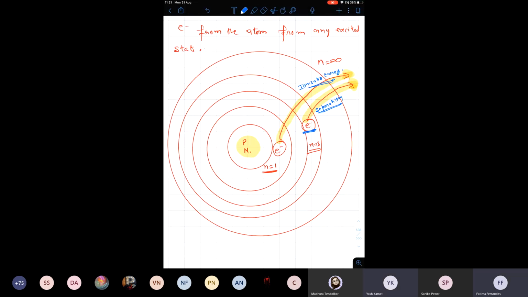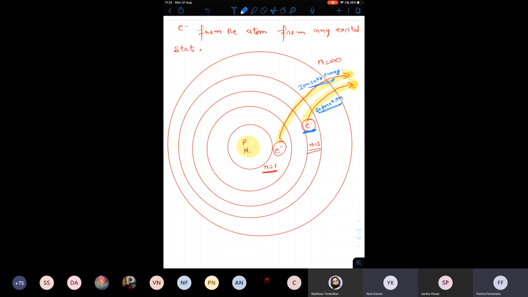Okay, sir. So it depends on how the scenario is. Definitely, they will tell you that the electron is present in an orbit. Now, what will be the separation energy? Sir, the electrons are not always from the outermost shell. It can be from the first orbit also, no?